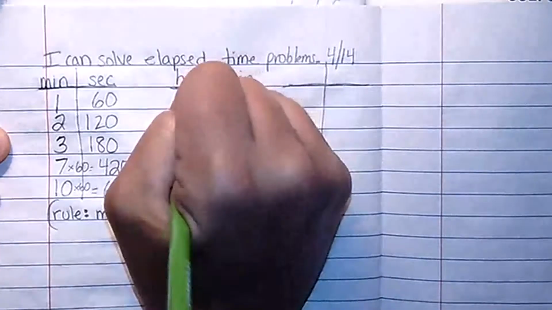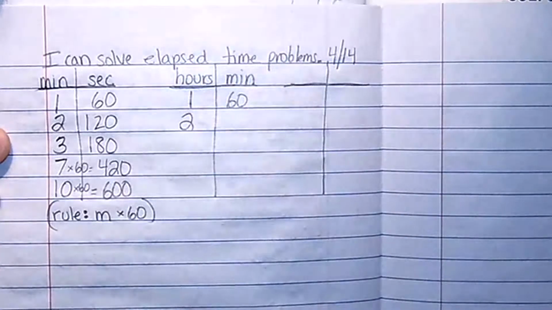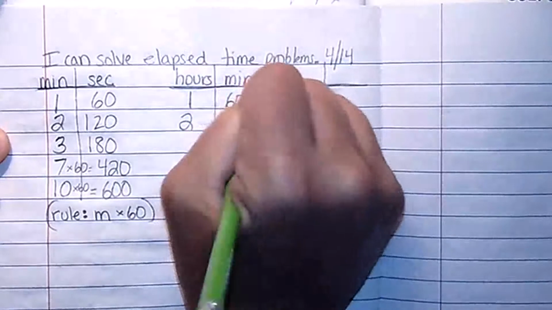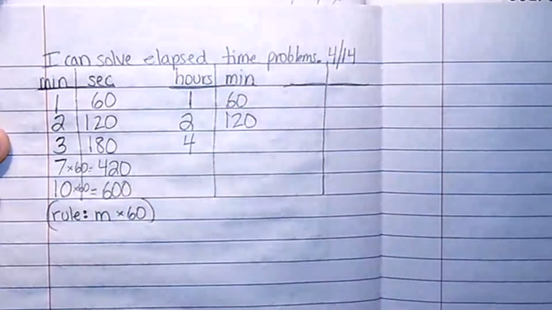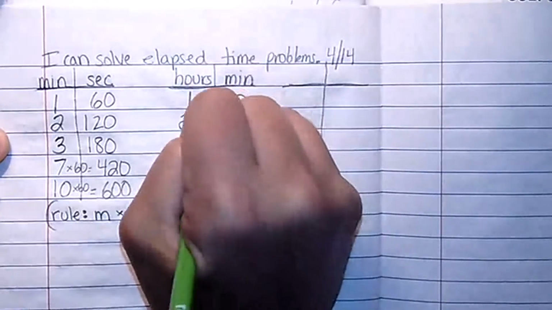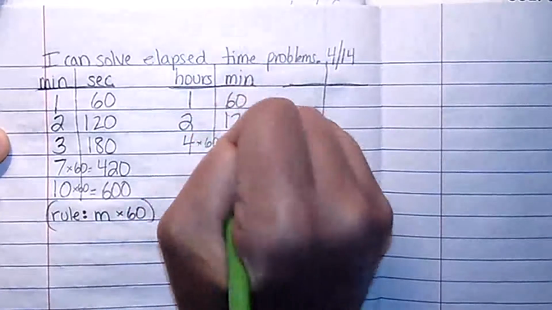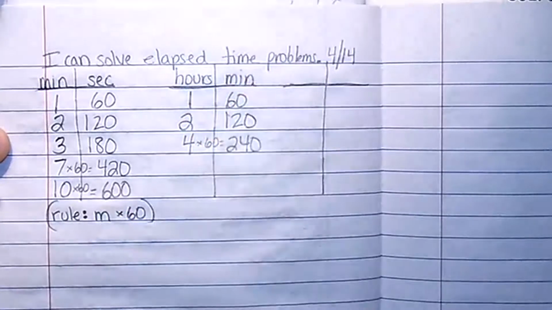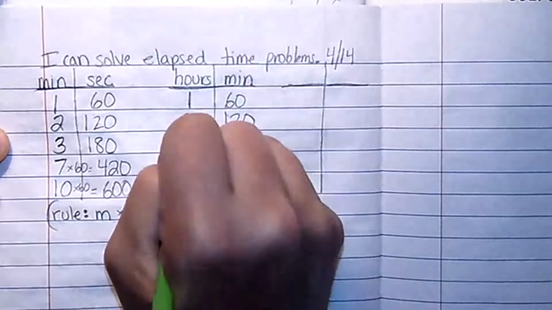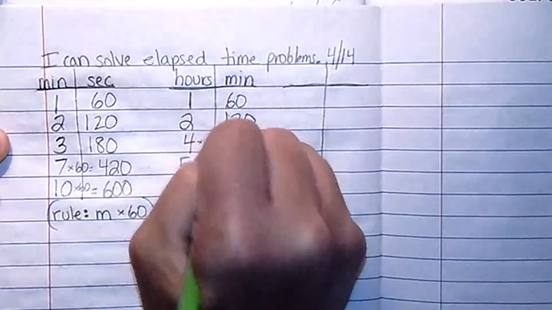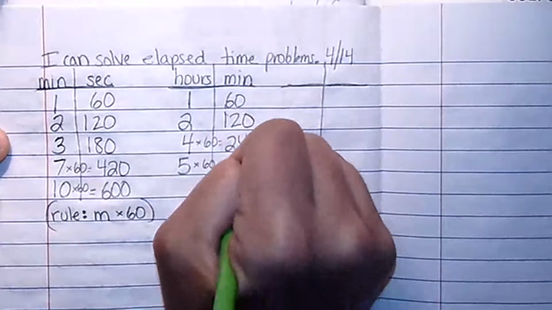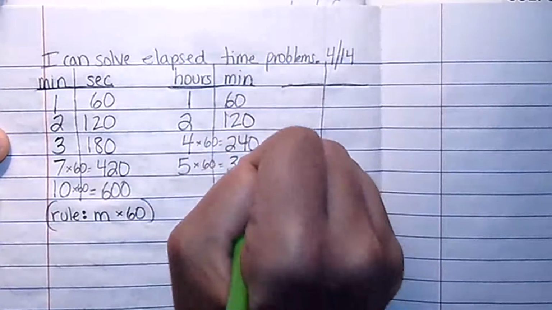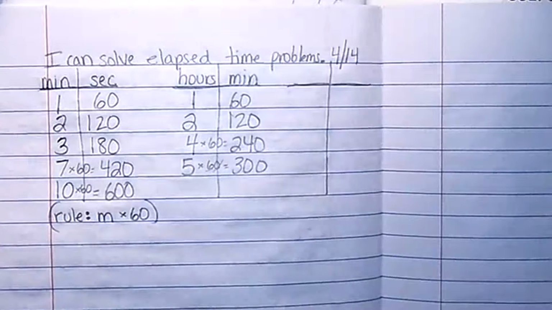So what about 2 hours? That would be 120. What about 4 hours? Well, I'm going to think 4 times 60. That gives me 240. What about 5 hours? 5 times 60, that equals, I know 5 times 6 is 30, but another 0 on the end to make it 10 times bigger, 300.